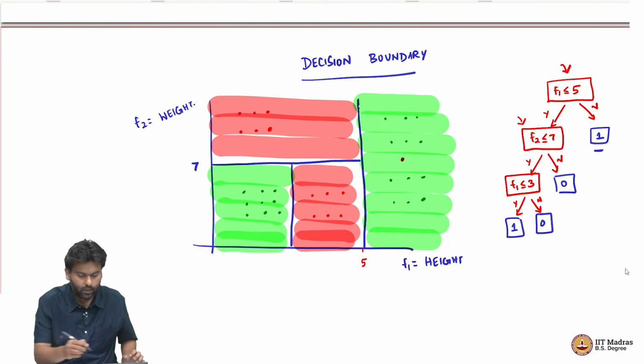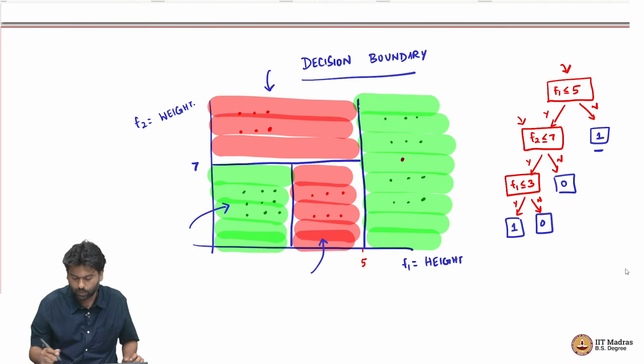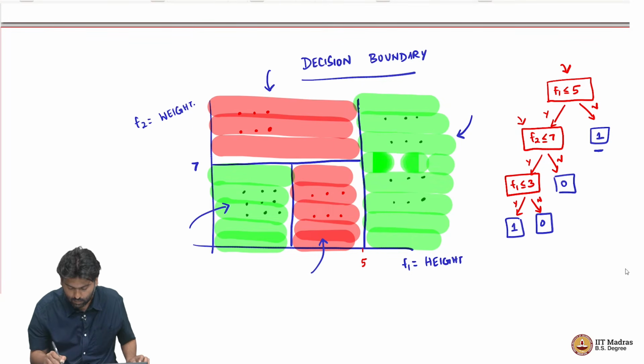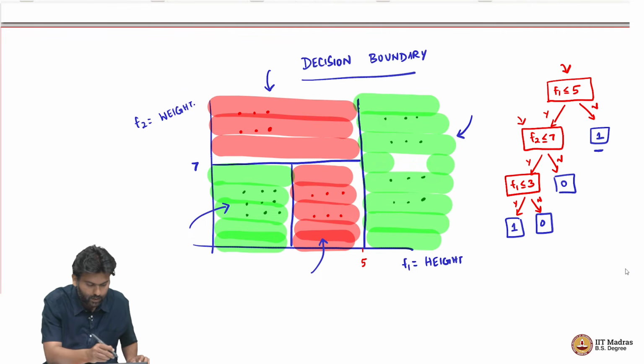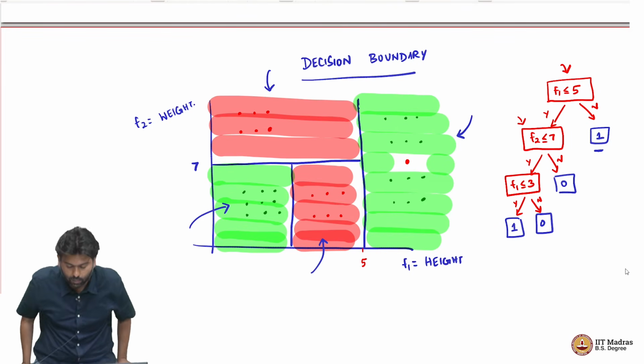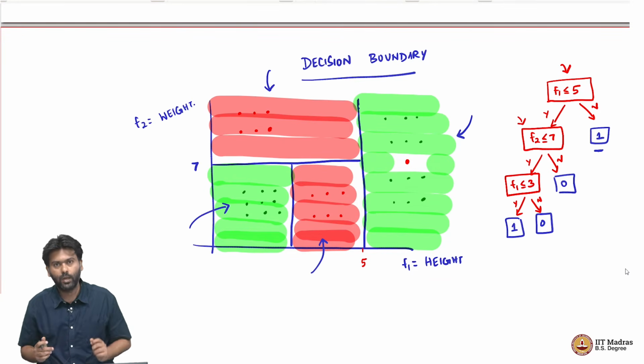Now, what you observe here is that this node, let me use a different color, this node is a pure node, this partition is a pure partition, this is not a pure partition, right. Because there is still this red point, right. But our cross validation would tell us that, well, this is just an outlier in some sense, we should not really be bothering about that.